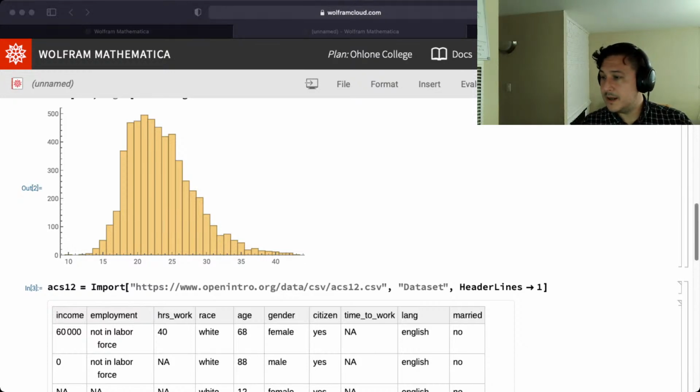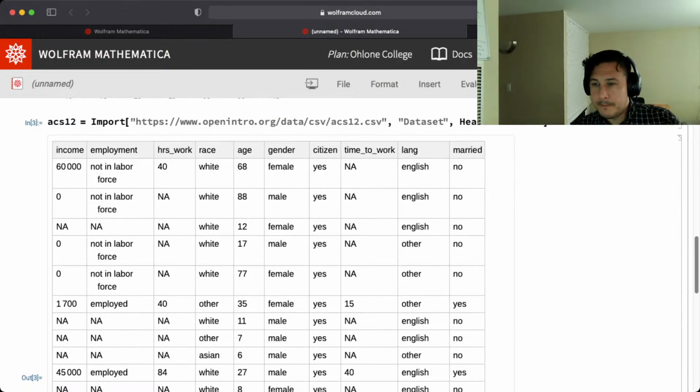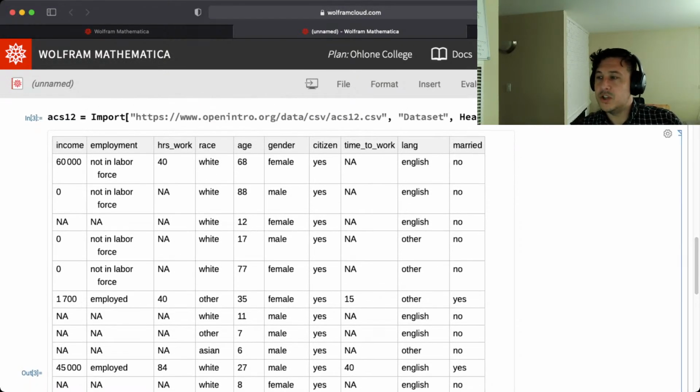Okay, there's my data. Okay, we're going to look at the variable. Which one should we do? Should we do how many hours they work, or should we do their age? Hours worked or age? Cool.